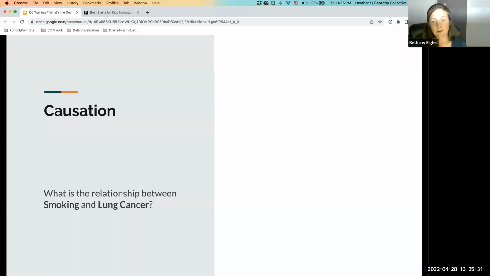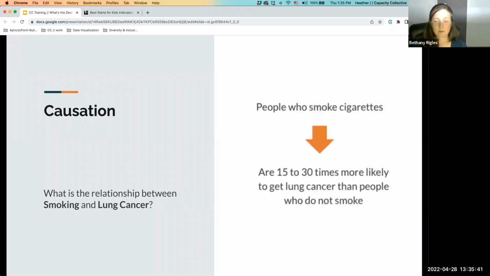So research does uncover causal links at times, such as the one between smoking and lung cancer. People who smoke cigarettes are 15 to 30 times more likely to get lung cancer than people who do not smoke.